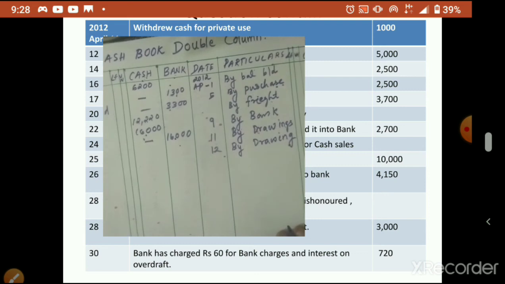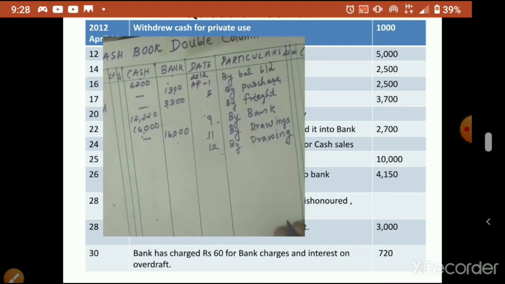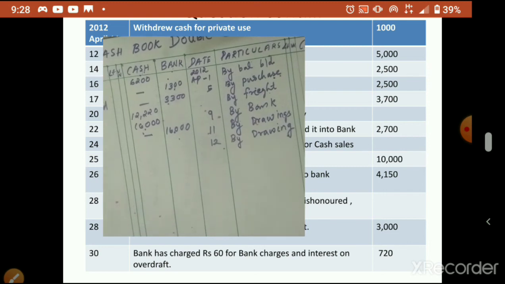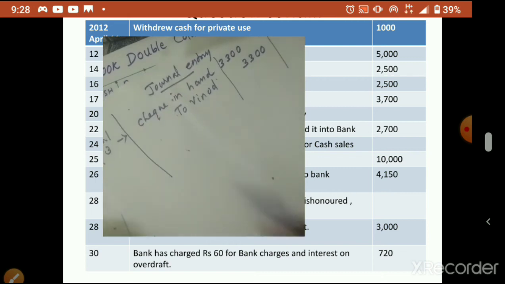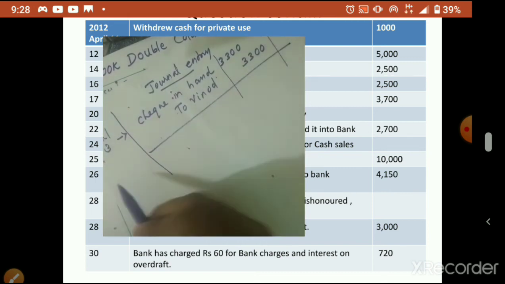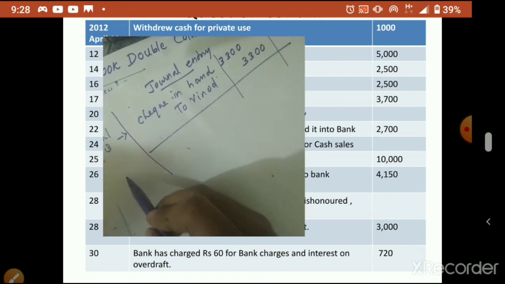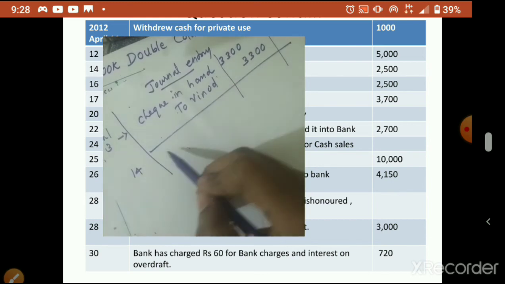Okay. Now 14th, goods purchased from Suresh on credit. When you purchase goods on credit, is money involved or not? Money is not involved. So for that also we have to pass a separate journal entry because it will not come inside the cash book. When cash is not involved, bank is not involved, you should not write inside the cash book. So which date is it? 14th. On 14th, goods purchased from Suresh on credit.